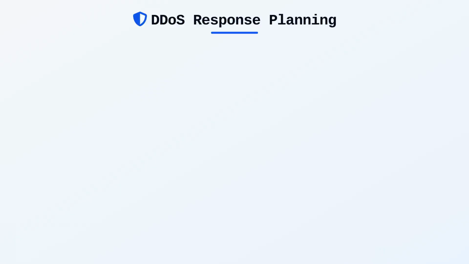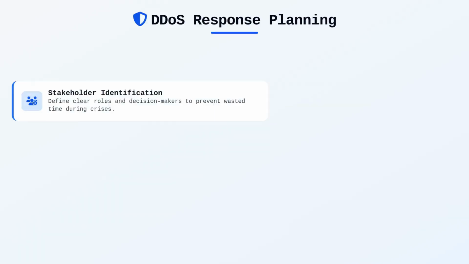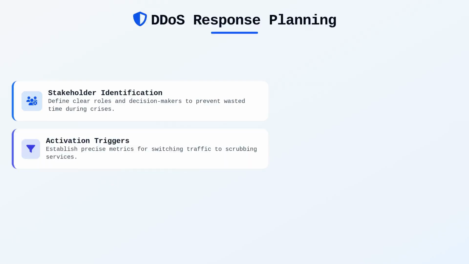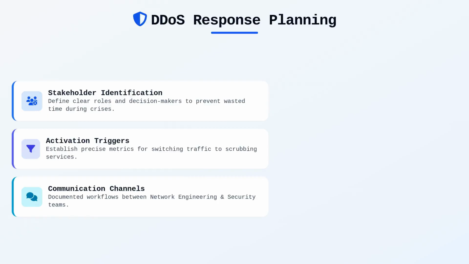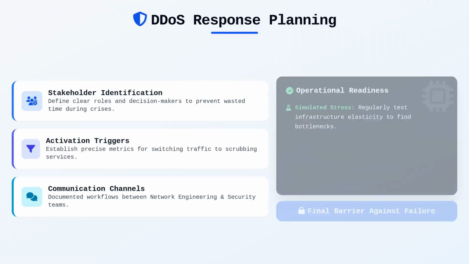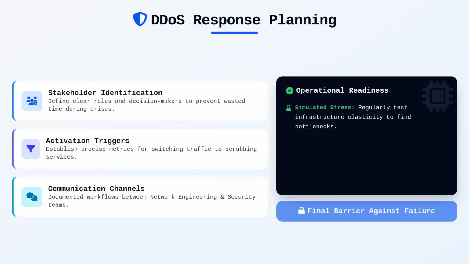Developing a formal and executable DDoS response plan is the final barrier against total service failure. This plan should clearly identify the key stakeholders, define the triggers for activating scrubbing services and document the specific communication channels between your network engineering and security teams. You should regularly test your infrastructure elasticity under simulated stress to identify bottlenecks before a real crisis hits. Without a clear plan that defines who makes the decision to switch traffic to a scrubbing provider, precious minutes are wasted during an active attack.